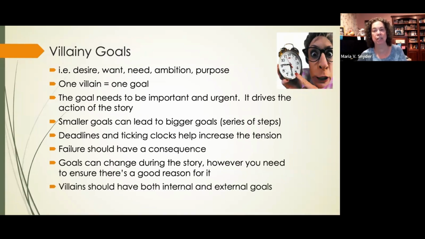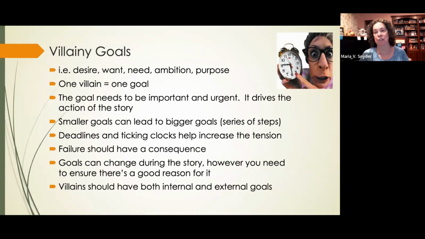And so when you're talking goals, there are internal goals and external goals. What's the difference? An internal goal is more of an emotional goal, and an external goal is more of a physical one. So the physical is, let's blow up this train and kill all these people. Well, what is the emotional goal? That's the satisfaction of ruining a bunch of people's lives. So that goes along with the goal.